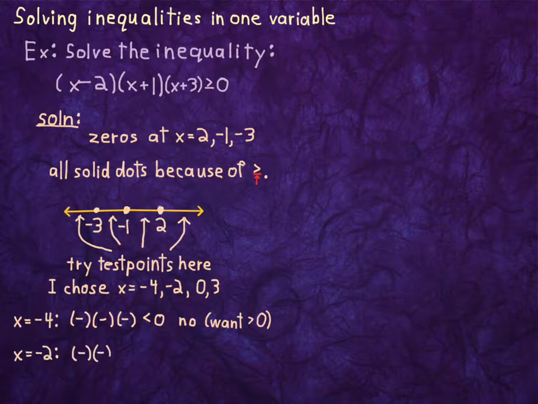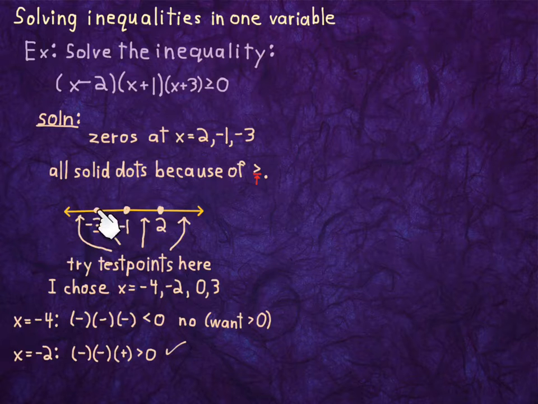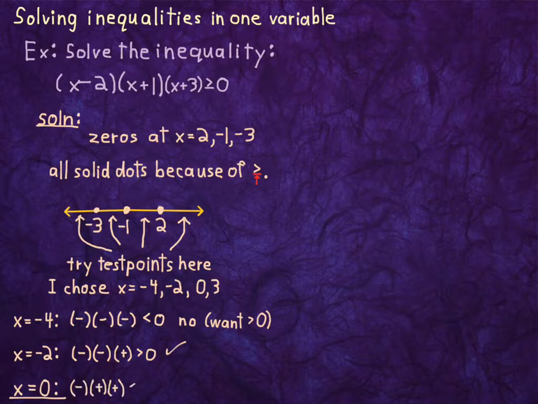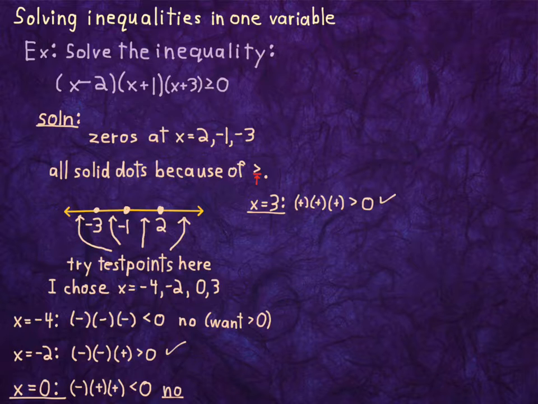And then I move on to do the same thing with -2. And I get a positive number. And so I'll shade in that region that contains -2, which is this region here. Do the same thing with 0. I get a negative number, so I don't want to shade in that region. And then I do the same thing with 3, and I get all positives, which is positive. And so I will shade in that region to the right of 2 there, where 3 is, right in there.